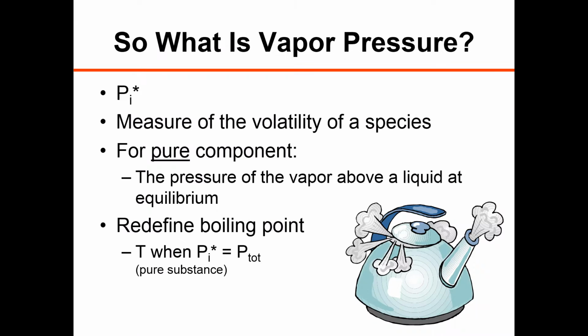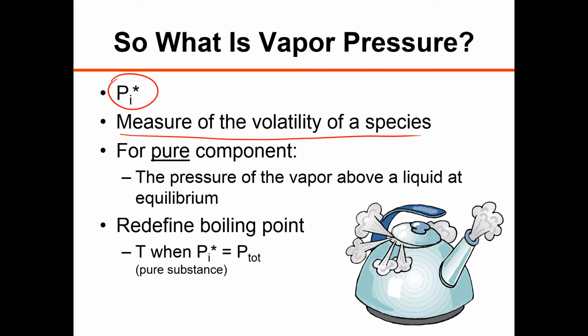So what is vapor pressure? We're going to use the pi star for vapor pressure. It's a measure of the volatility of a species, how much propensity there is for it to transition, how easily it can transition to a vapor from a liquid. So for a pure component, it's the pressure of the vapor above the liquid at equilibrium. If you just have a container with one component in it, it's going to be the pressure of that vapor when it equilibrates.